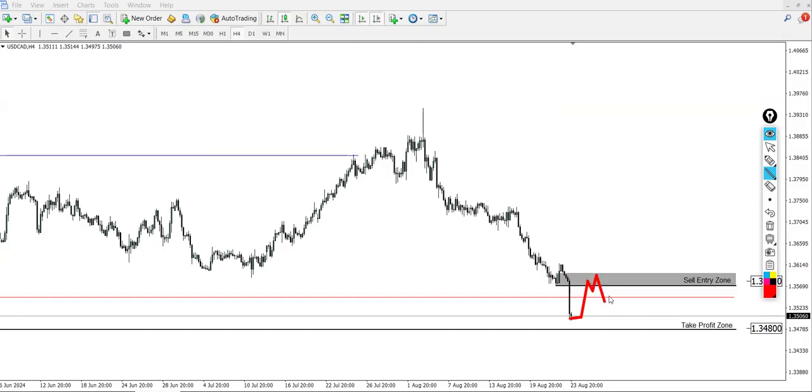Good. Market structure breaks on the downside. Good. And we're going to be aiming for this zone right here, the 1.35 big figure. Before that, we've got the 1.3480 institutional level. So this is what I have for you guys on the dollar card for this coming week.